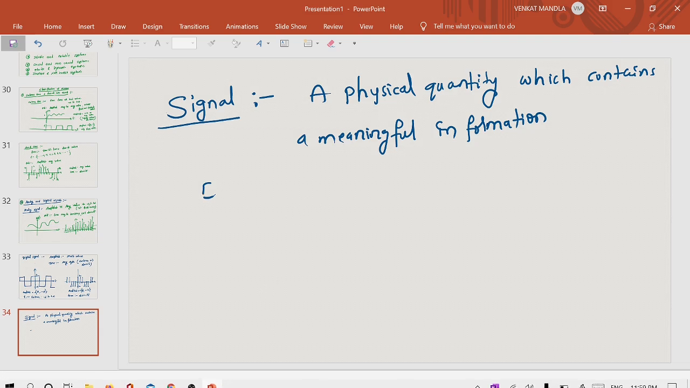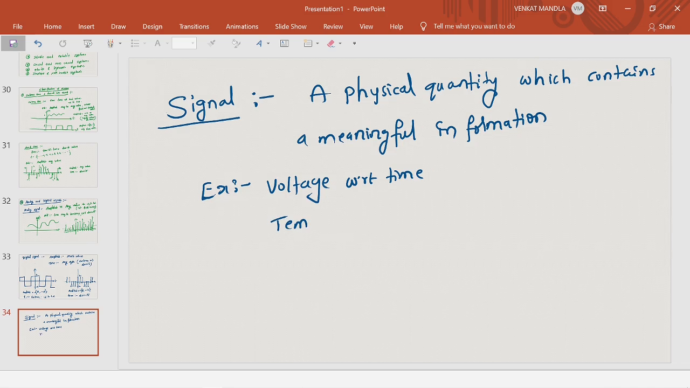For example, voltage with respect to time is a signal, or temperature with respect to distance is another signal, and velocity with respect to time is also one of the signals.